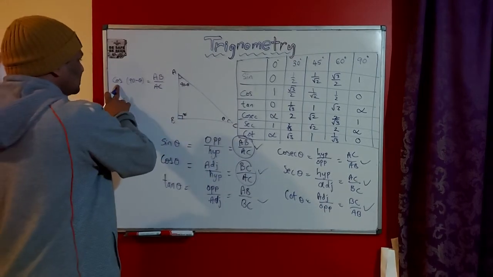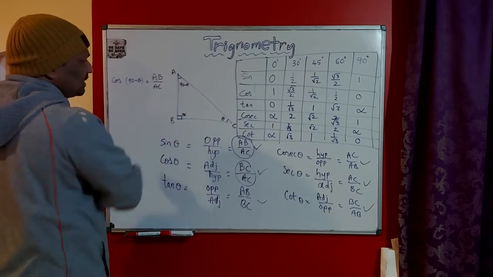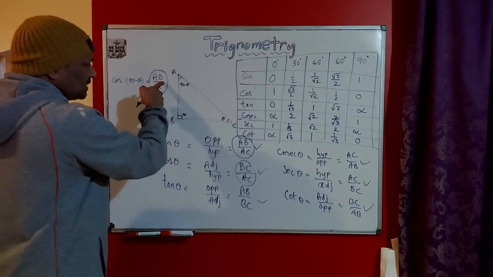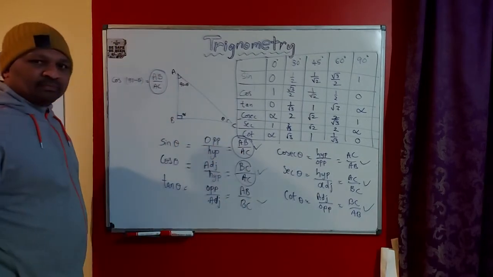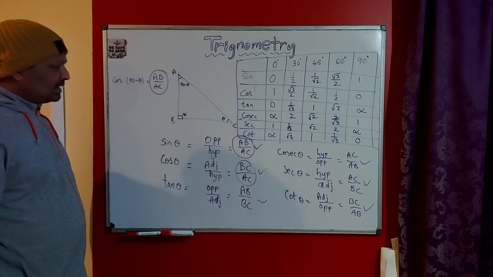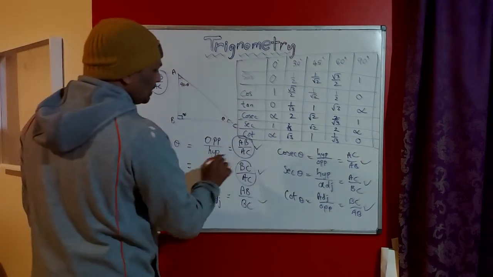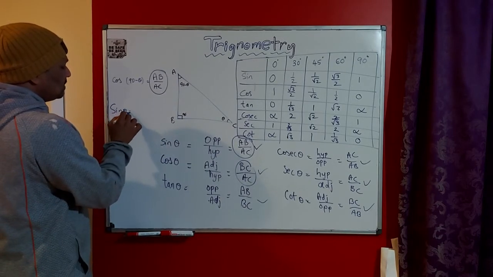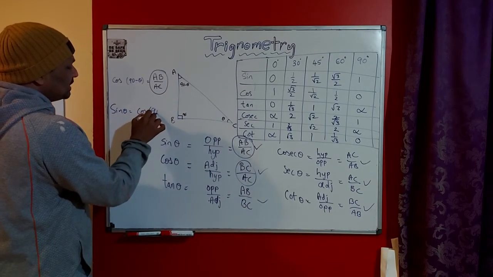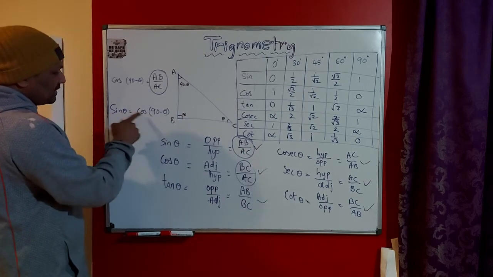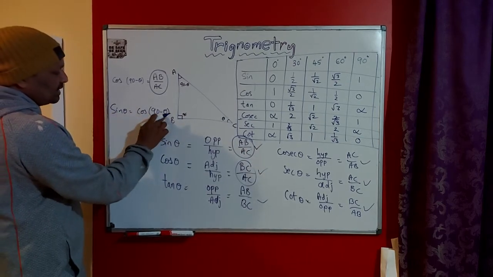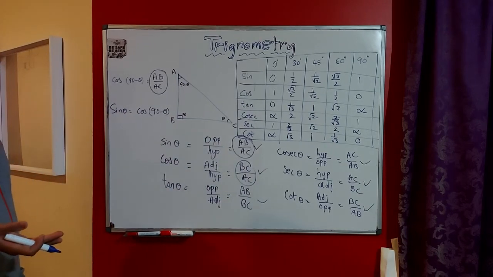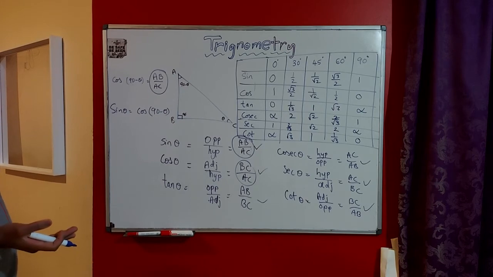I am applying the cos trigonometric function on 90 minus theta. When I apply it, I got AB by AC, which is equal to sine theta. Isn't it? AB by AC we got here, and here also we got AB by AC. So what can we say? Sine theta is equal to cos 90 minus theta. That is why, see, here theta, here 90 minus theta, these two ratios are called complementary ratios.